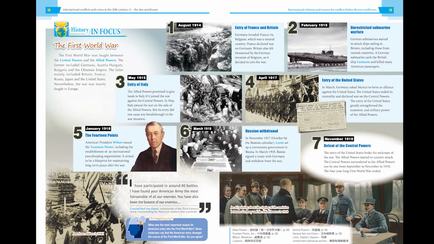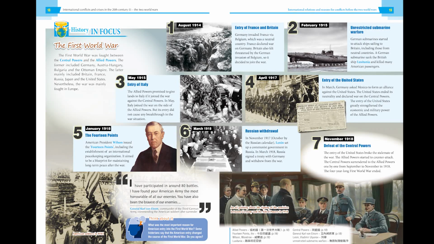4. April 1917. Entry of the United States. In March, Germany asked Mexico to form an alliance against the United States. The United States ended its neutrality and declared war on the Central Powers. The entry of the United States greatly strengthened the economic and military power of the Allied powers.